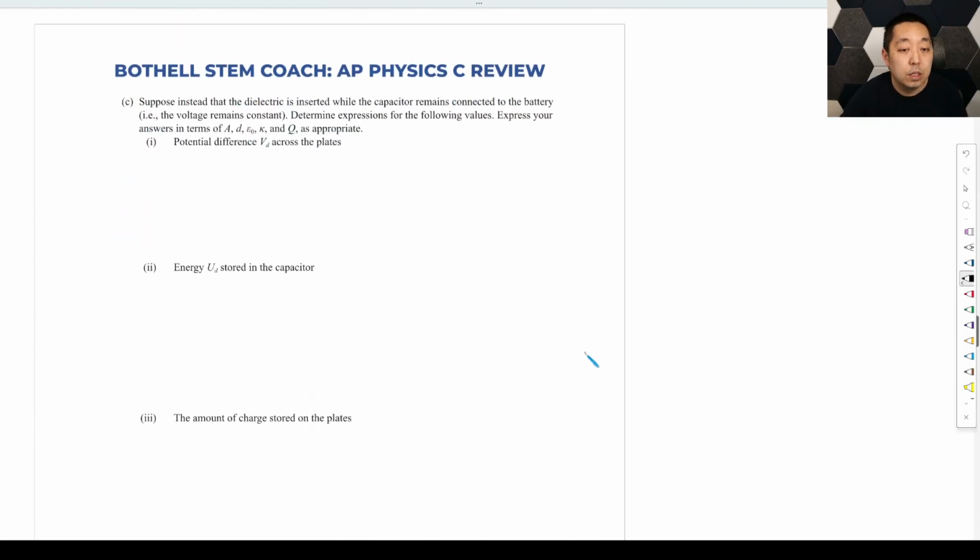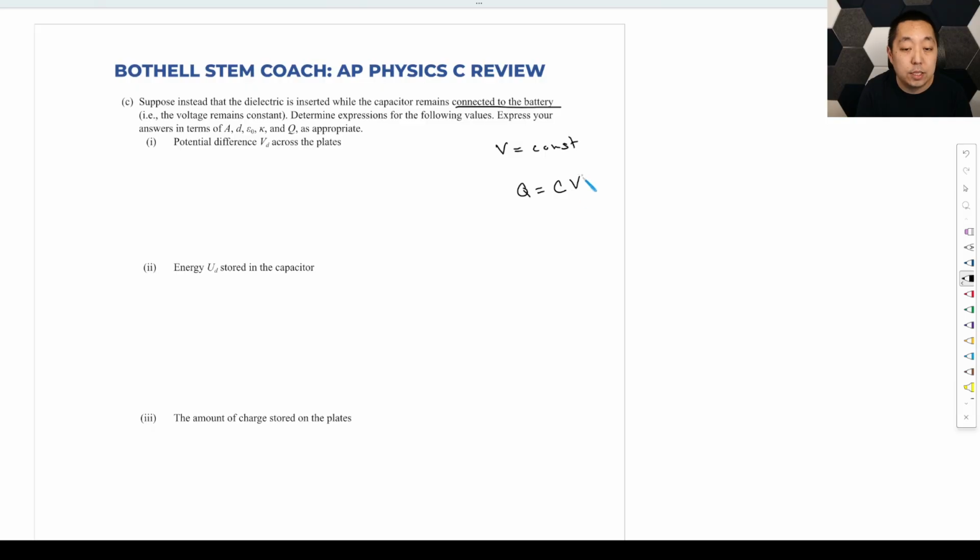Now, suppose instead the dielectric is inserted while the capacitor remains connected to the battery. So now the voltage is constant. Determine the expressions for the following values. Express your answers in terms of all of these things. What's the potential difference now? Well, originally, if we look at the original scenario, Q was equal to C times V, right? So now the voltage is constant, and the charge might change, right?